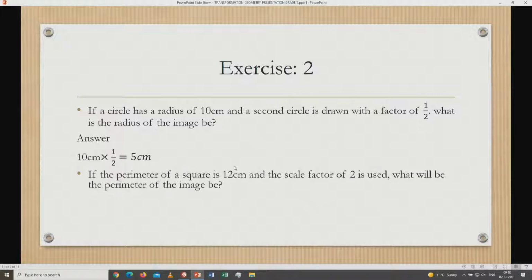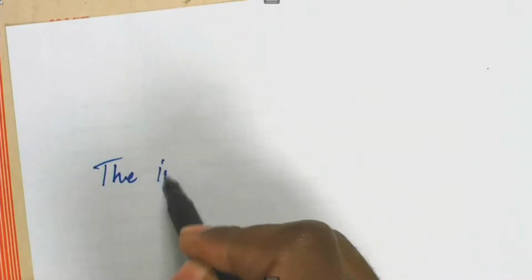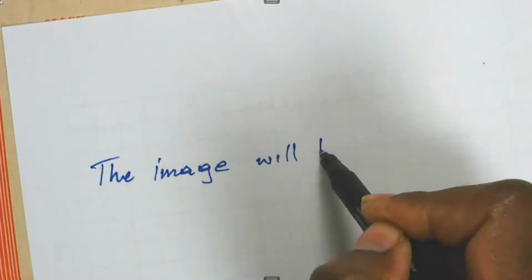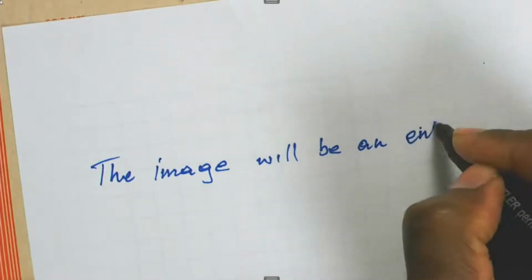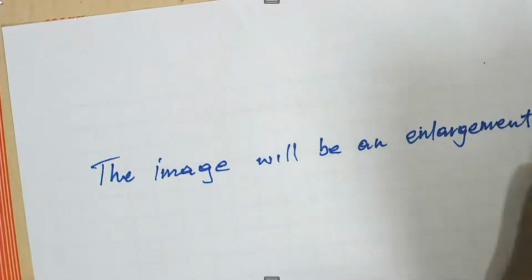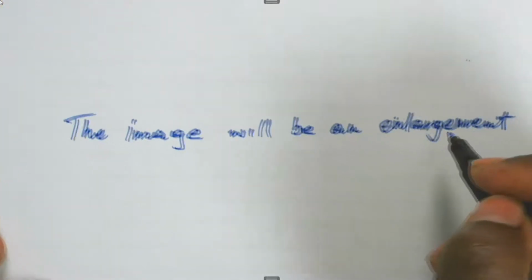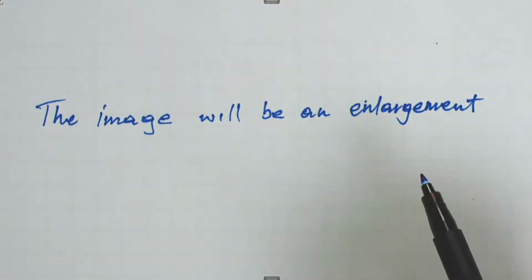So when they say what will the perimeter of the image be, our starting point would be to say the image will be an enlargement. The image will be an enlargement. Why? Because the scale factor is bigger than 1.